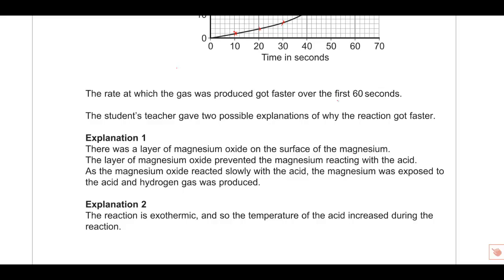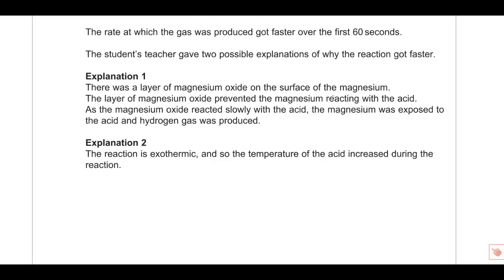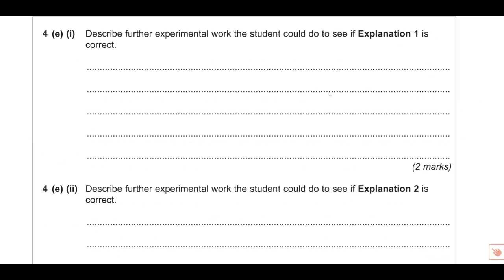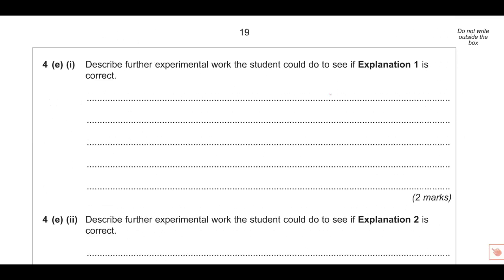The layer of magnesium oxide prevented the magnesium reacting with the acid. As the magnesium oxide reacted slowly with the acid, the magnesium was exposed to the acid and hydrogen gas was produced. Second one, the reaction is exothermic, and so the temperature of the acid increased during the reaction. I like those. Very good. So we're split into 2 questions here, 2 marks and 2 marks. So what could we do in terms of explanation 1? That was the one where there's a coating of magnesium oxide. Well, these questions are actually a lot easier than they look.